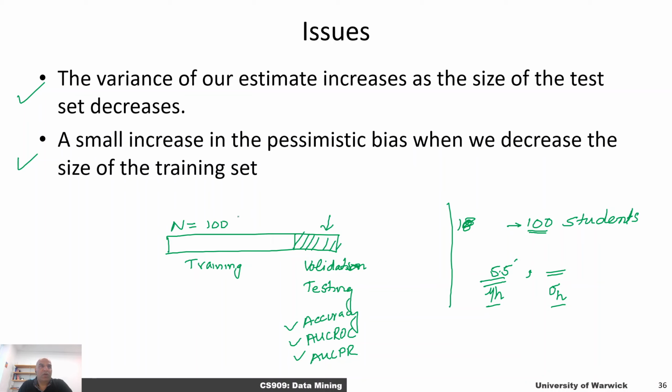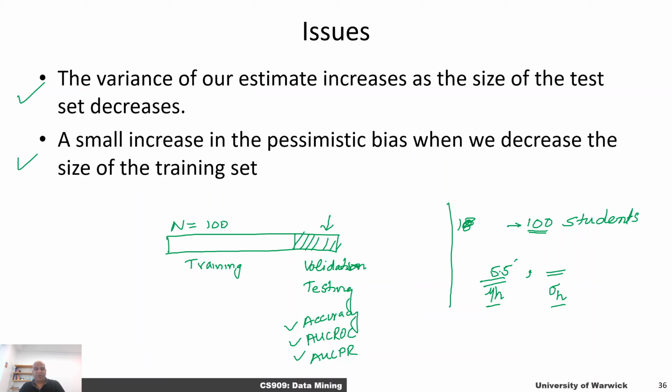Now, if you use a small data set for training, because the amount of data used for training is small, probably the classifier is not going to be able to generalize over the validation set. So your results are going to be pessimistically biased. They're going to be lower because you haven't used enough training data.